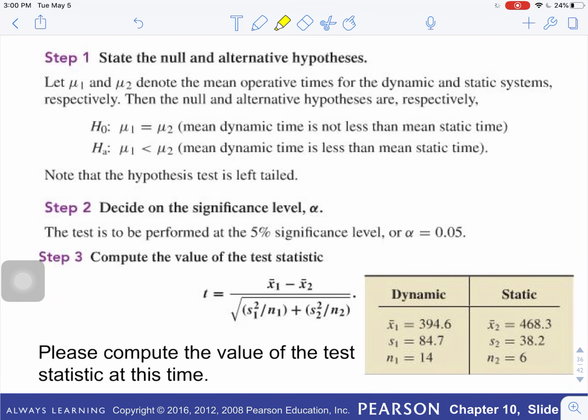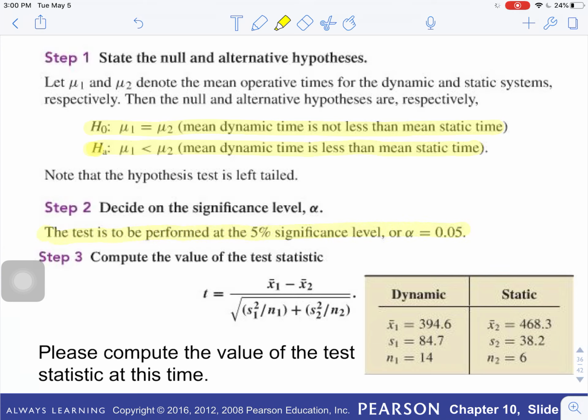So now we have to try to figure out, okay, well, is the dynamic better than the static? So let's go ahead and actually put things into place. We have to do our null and alternative hypothesis statements. Our null, again, is that there's absolutely no difference between them. Our alternative hypothesis is that the mean dynamic time is less than the mean static time.